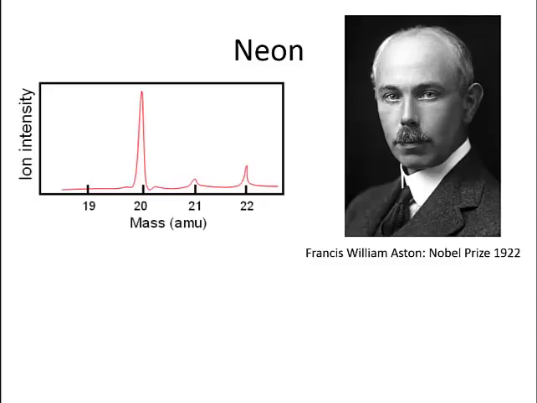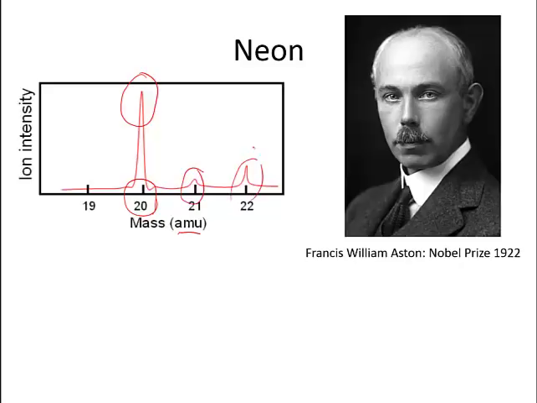You'll notice that when he ran this little instrument, he got 3 peaks. One peak had a mass of 20 AMU. You'll recall from general chemistry that AMU stands for atomic mass units. That's used when we're talking about individual atoms. If we were talking about a mole of atoms, we would instead say grams per mole. He got a large peak at 20, another one at 21, and yet another at 22.